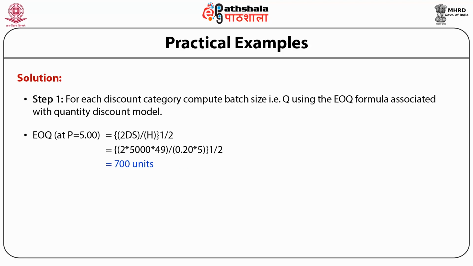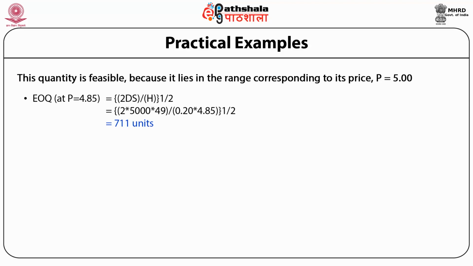For each discount category, compute batch size, that is Q, using the EOQ formula associated with the quantity discount model. EOQ at P equal to 5.00 equals root of 2DS upon H, which equals root of 2 into 5000 into 49 divided by 0.20 into 5, and its root equals 700 units. The quantity is feasible because it lies in the range corresponding to its price P equal to 5.